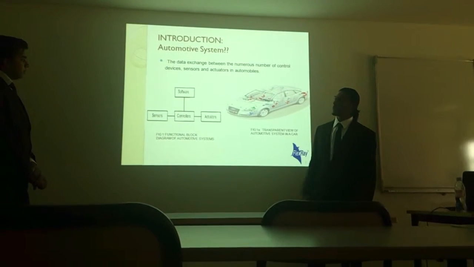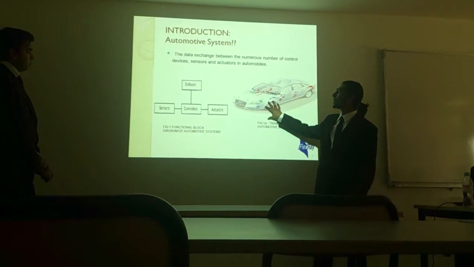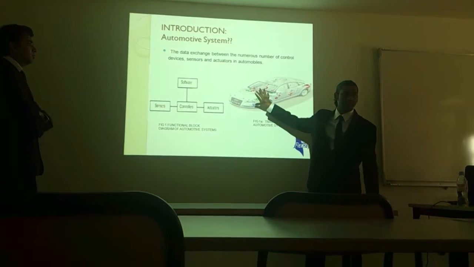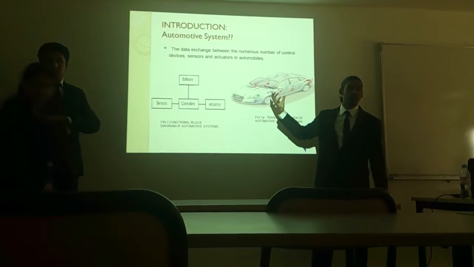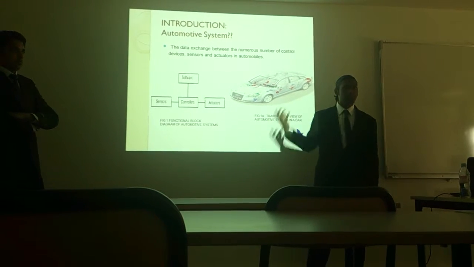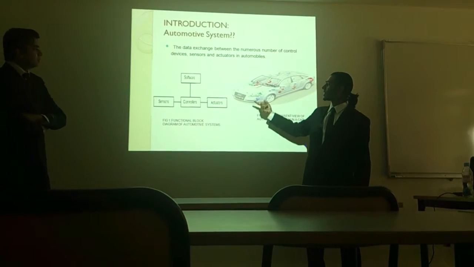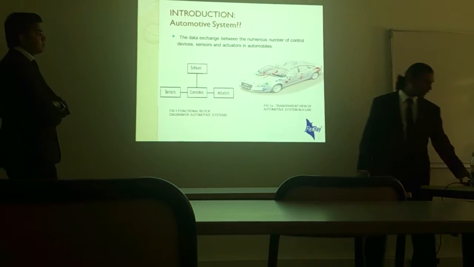Just as an example, say a car wiper system: there are rain detection sensors, and there's a controller that, based on software, checks whether there's rain or not, and when it does sense it, the actuators actuate and the wiper moves. So it's a very brief overall introduction to what an automotive system is.